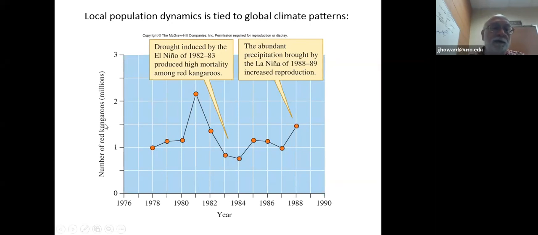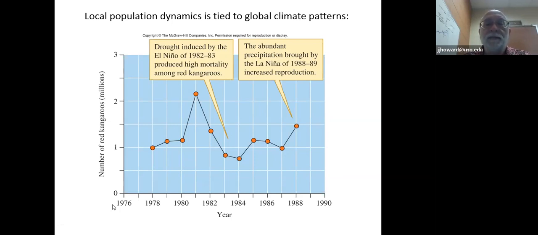So here's the number of red kangaroos in Australia. And you can see that in 78, there were about 1 million. And up through 1980, there's not a whole lot of difference. But then you get a spike in 82 as the El Nino comes in. Okay, and so this is rainfall induced. But then when the El Nino takes effect, what happens to the rainfall that's normally in Australia and Indonesia? It goes 4,000, 5,000 kilometers east to Peru. So now there's a drought.